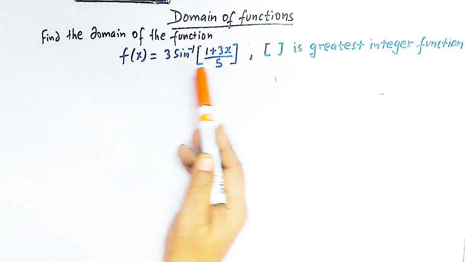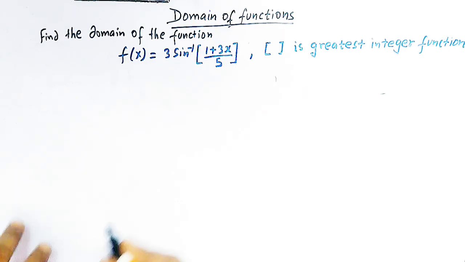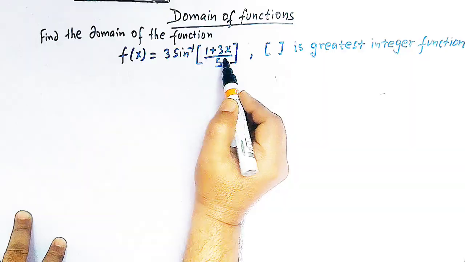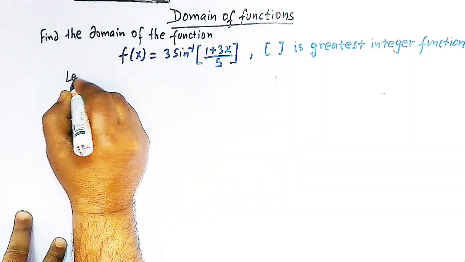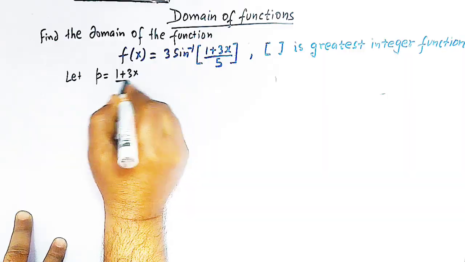This problem is going to be an easy one, and let us see how we can find the domain of this function using an important property of the greatest integer function. So let us start. Let us take the expression inside the square brackets as p. So let us take p as 1 plus 3x over 5.